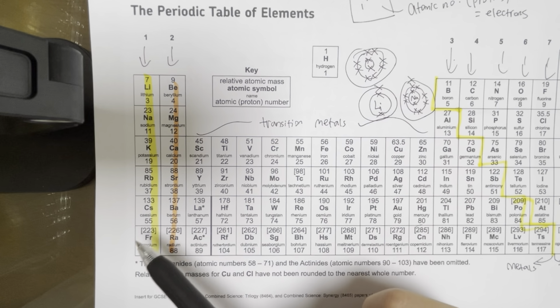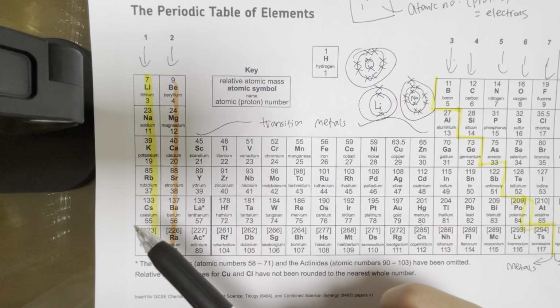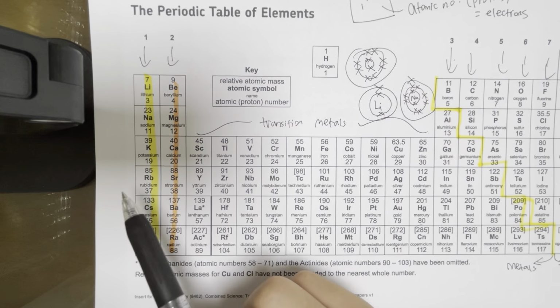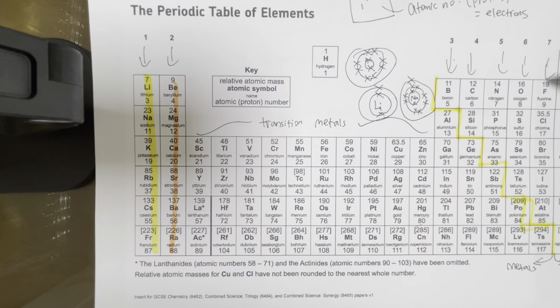Now, each of these groups have nicknames. Group 1 is called the alkali metals. Group 7 is called the halogens, and group 0 is called the noble gases. I kind of find a good way to remember noble gases. They're so noble that they don't have any electrons helping them in their outermost shell. Don't know if that makes sense, but anyways. So group 1 is the alkali metals, group 7 is the halogens, and group 0 are the noble gases.